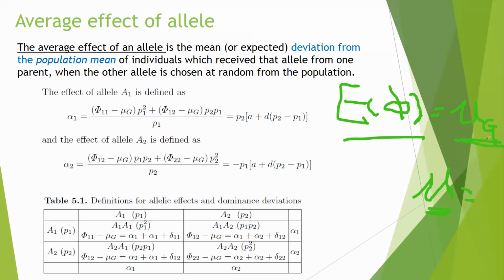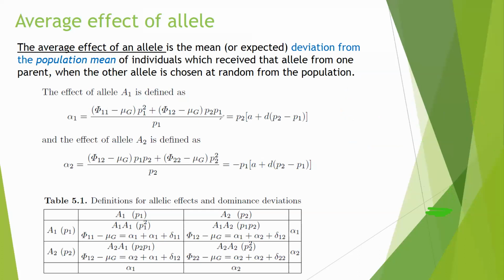If you see mu g, which is the expected genotypic value for this locus, so mu g here is not the midpoint anymore. This is the expected value of the genotypic value. Okay, a little bit confusing here.